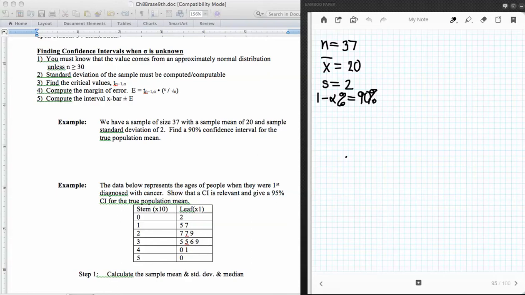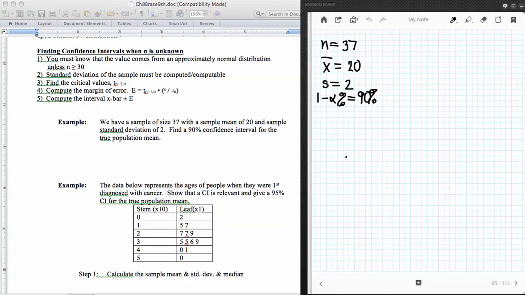The standard deviation of the sample must be able to be known or computed, and the population standard deviation is unknown this time. We need to find critical values, and then we'll compute the margin of error, which is done very much like the computation for the margin of error for sigma known, but this time we use t for a critical value and we use s in place of the standard deviation of the population, sigma. And then we compute our interval based upon the same thing, x bar plus or minus E.